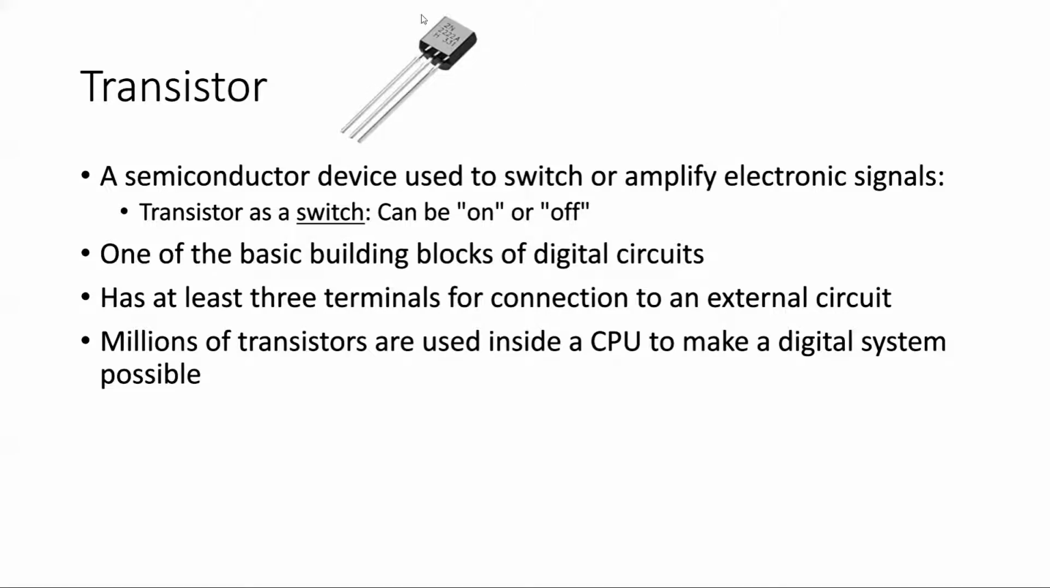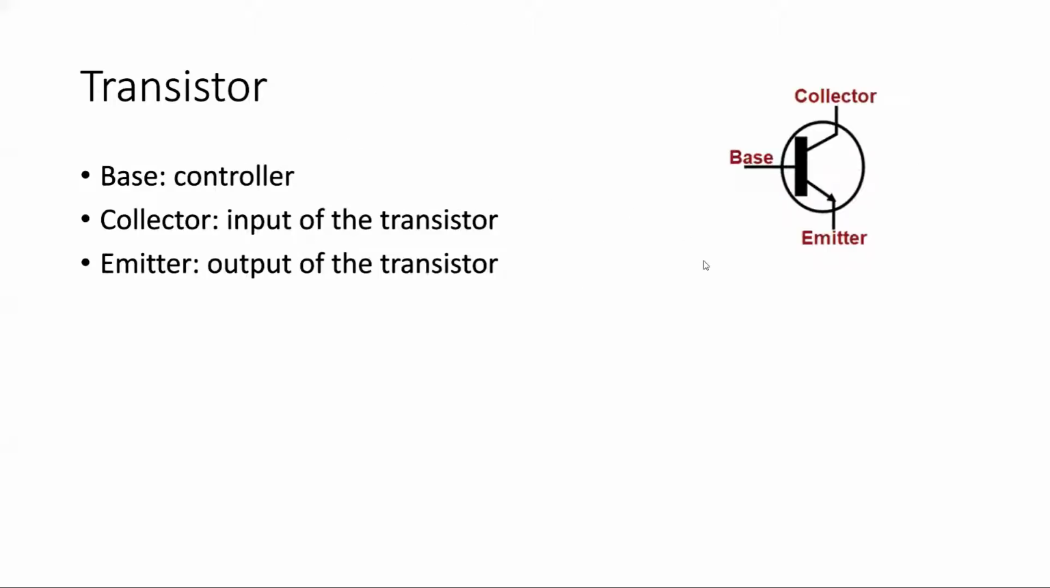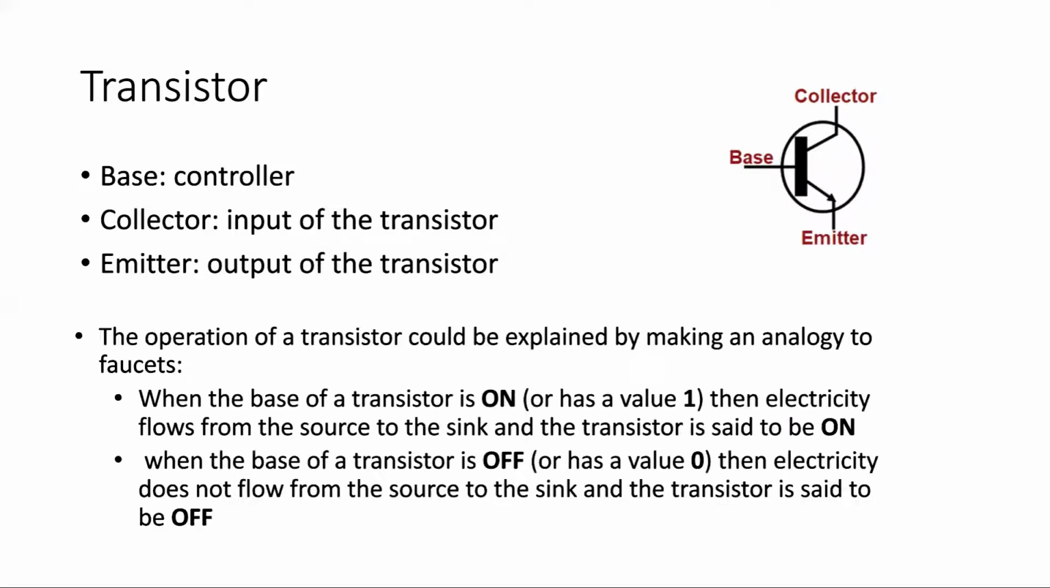A transistor has at least 3 terminals that are connected to the external circuit. This is usually the graphical symbol used to show a transistor, and it lists all its 3 terminals. This terminal here is called the base, which acts as a controller of the transistor. This other terminal is the collector, which is basically the input to the transistor, and the emitter is the output of the transistor.